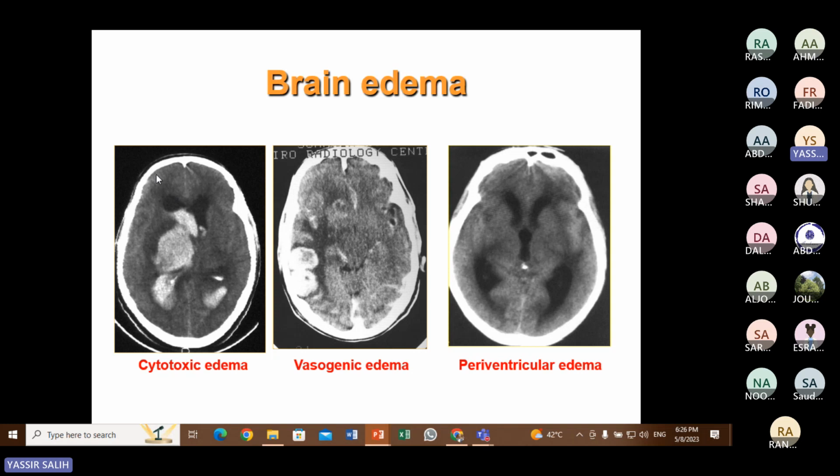What is this image? CT brain window. With or without contrast? Without contrast. Axial or sagittal? It is axial. What do you see?